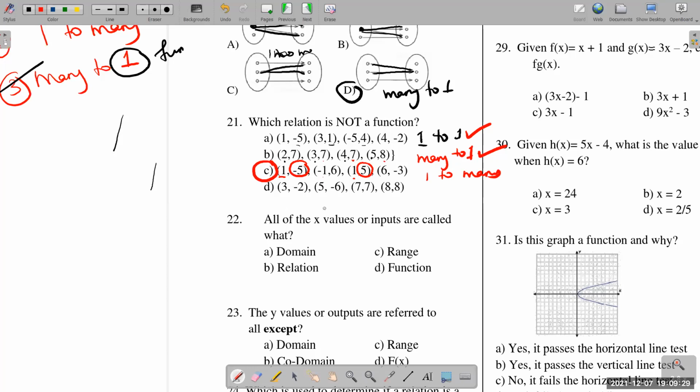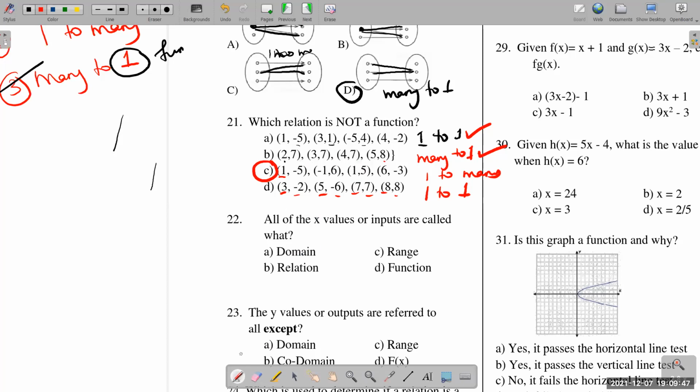But let's back-check and make sure these are functions. 3, 5, 7, 8. That's different. -2, -6, 7, 8. That's different. So this would be a one-to-one. So the answer, the one that's not a function, is C.